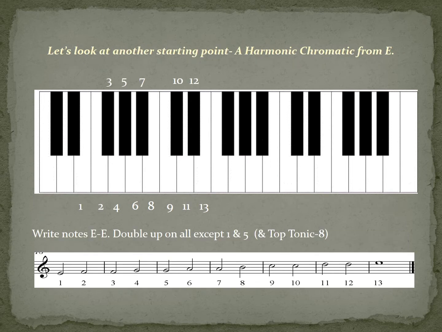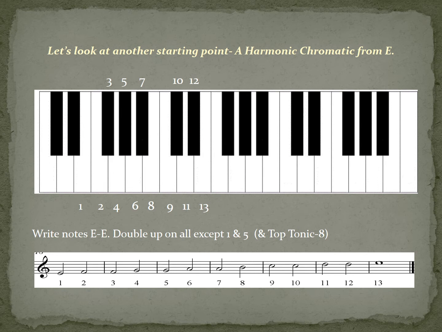Now, most textbooks will just show you from the note C. Let's do another one from a different note. Let's start on the note E. Again, I've used the piano keyboard just as a graphic comparison. You can see the note E is now number 1 on the piano keyboard, F is number 2, number 3 is F sharp or G flat, etc.